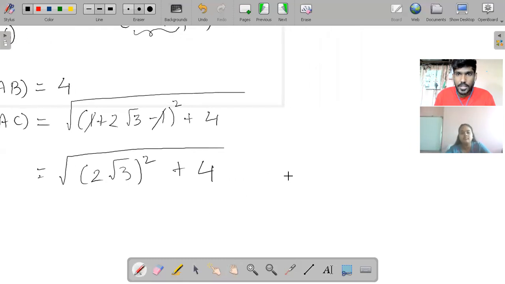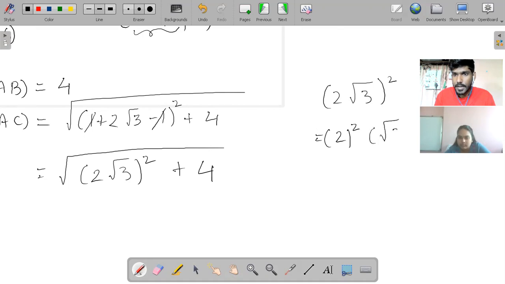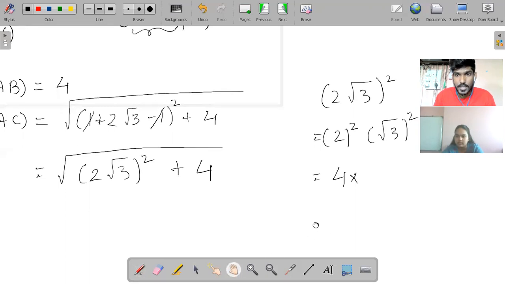Now, how to do the square? 2 root 3 the whole square, how to do this? First, you can separate the square. So you can do 2 square and root 3 square. So what is square of 2? 4. What is square of root 3?